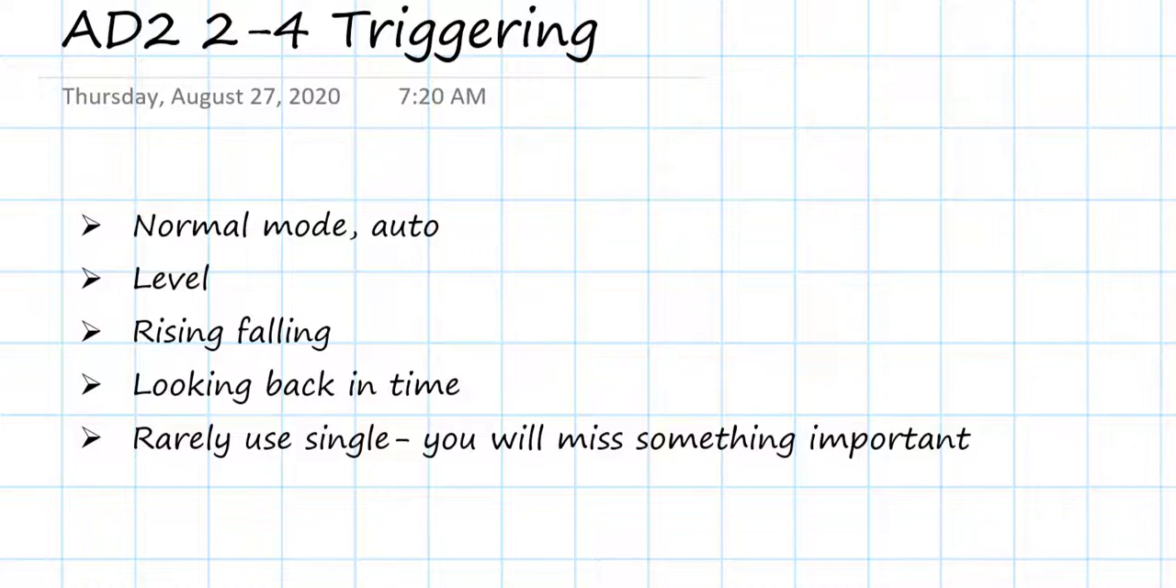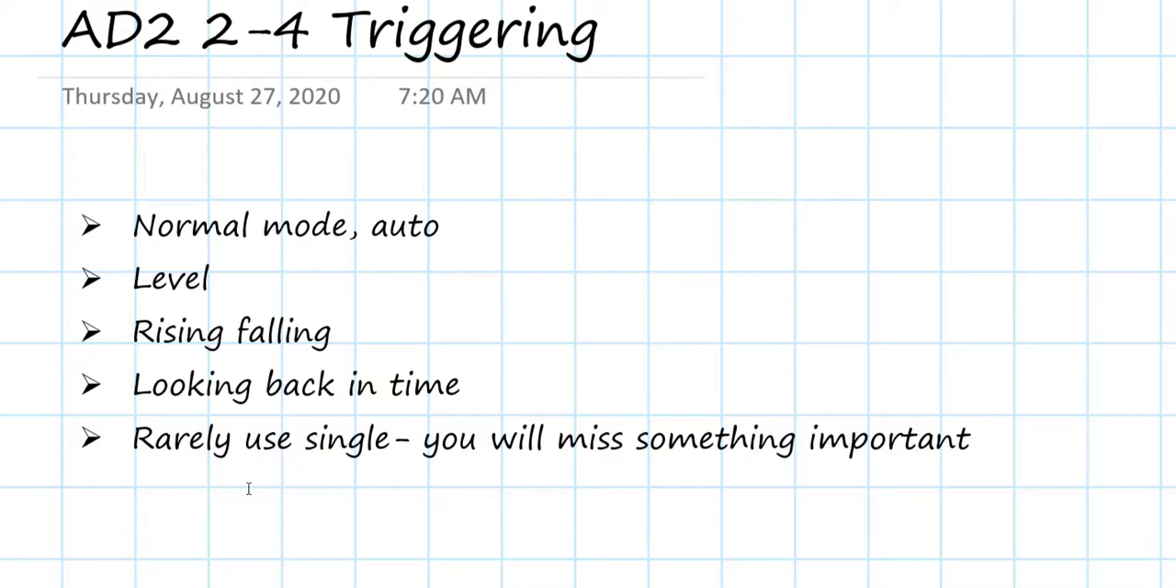In this video, we're going to look at one of the most confusing and probably the most important feature of a scope, which is triggering. I'm going to introduce you to first the normal mode and then the power of the auto mode for triggering. We'll look at how we adjust the level and what that means, and then looking at rising and falling edge triggering. And we'll see that the scope actually can look back in time and how it can do that.